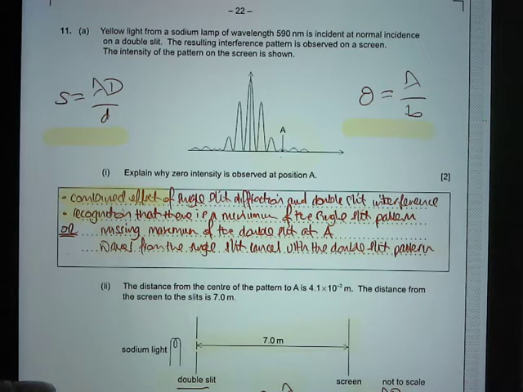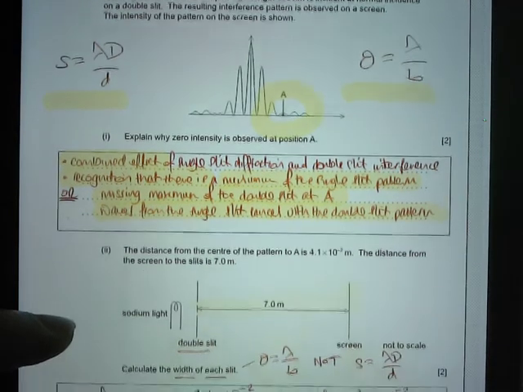Some recognition that there is a minimum caused by the single slit pattern, which helps to explain how the double slit gets cancelled out. This comes in the more complex description here, that the missing maxima of the double slit at A are cancelled because of the single slit waves meeting the double slit pattern. So it's a very complex situation, in fact, a bit more difficult than you might expect.